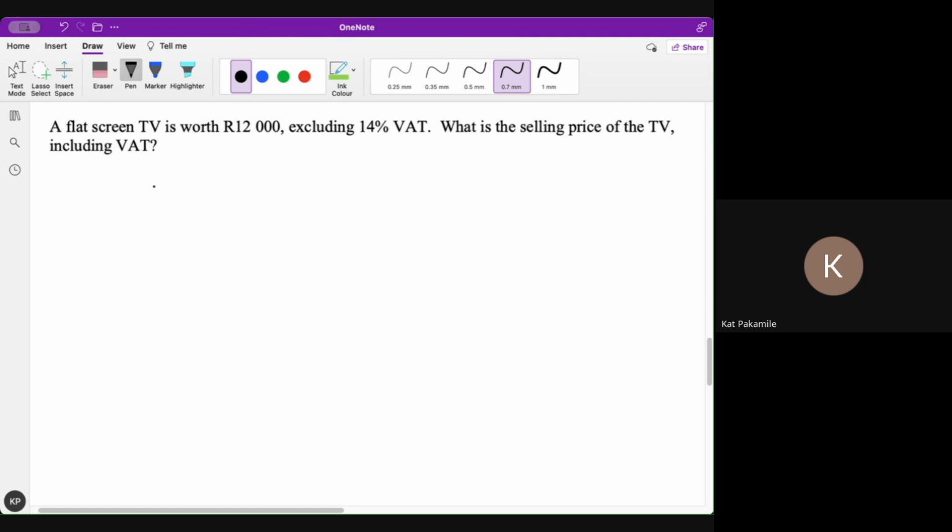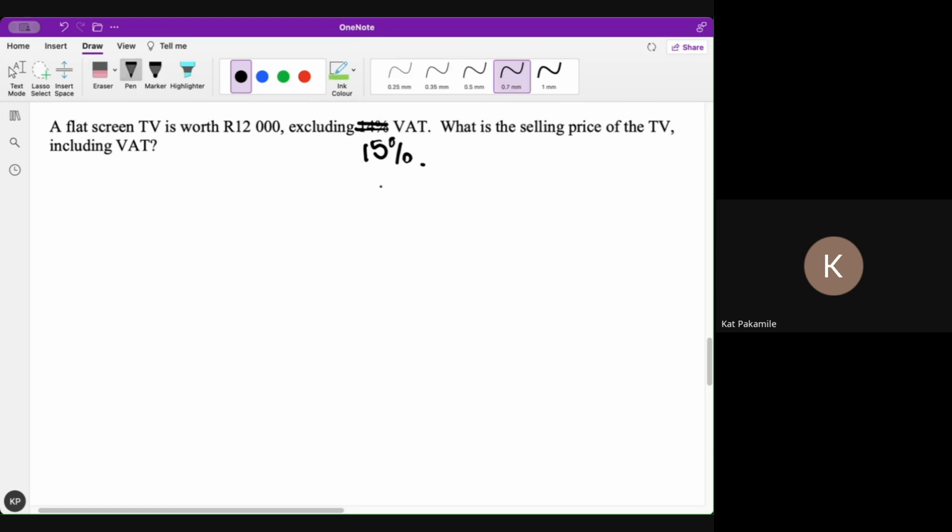Now, I first want to make a little amendment here. VAT is no longer 14%. What's the current percentage for VAT? Oh, there's a raised hand. Nospiwe, do you have a question? There we go. Okay, so VAT is currently 15%. Right? So we're going to work with 15% for VAT.